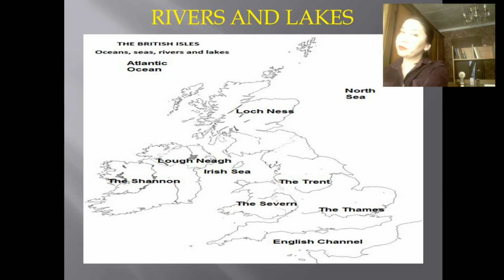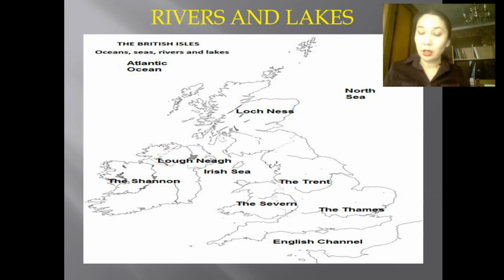There are many rivers in Ireland. They are short but navigable, the longest being the River Shannon, flowing from north to south of Ireland. The largest freshwater lake in the British Isles is Lough Neagh in Northern Ireland.